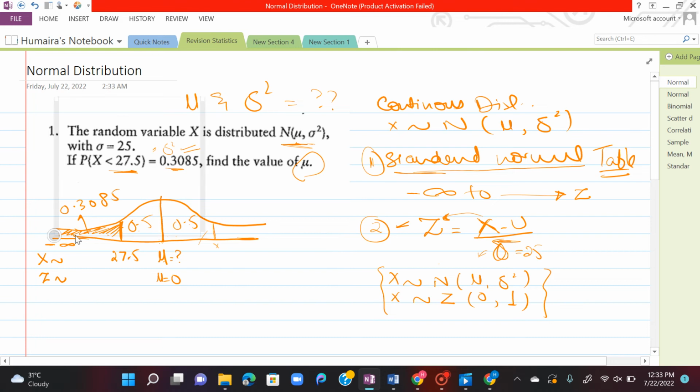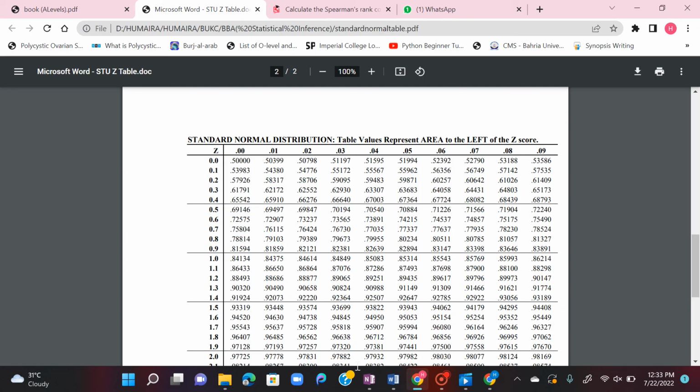I know that from this end till here, all the region is 0.5. So this particular area is definitely equal to 0.3085. This is in x language, and I don't know what it will be in z language. So the first task I need to do is to find out the same z value for this x. This x has an area less than 0.3085, and I have to find the z value which has the same area 0.3085. For that I need to go and look into the z table.